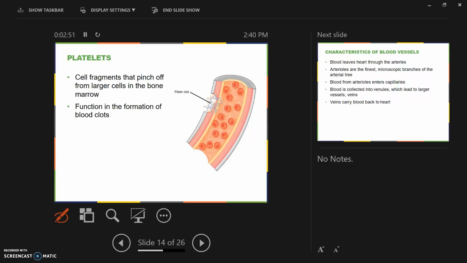Platelets, the name for platelets is not up here, but just like red blood cells are erythrocytes and white blood cells are leukocytes, platelets are also known as thrombocytes. They are not whole cells, they are cell fragments that pinch off from larger cells in the bone marrow, and they function in blood clotting. And that is their only function.